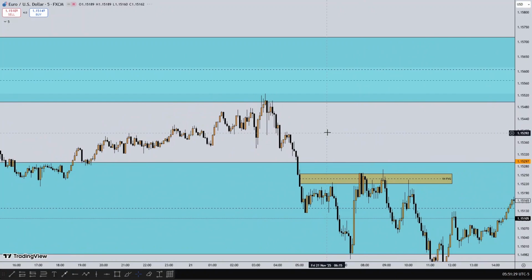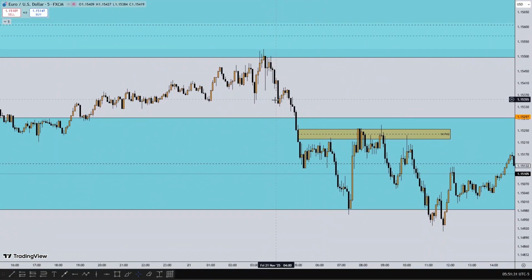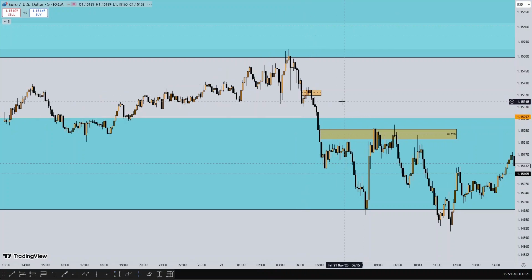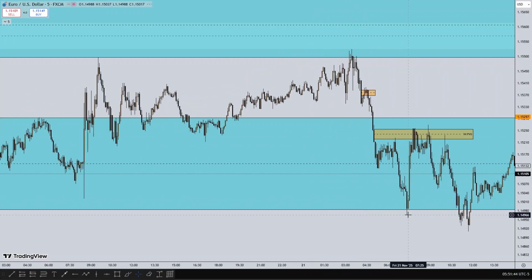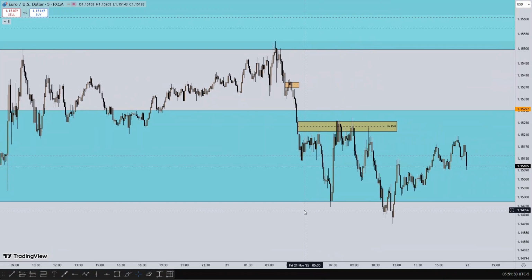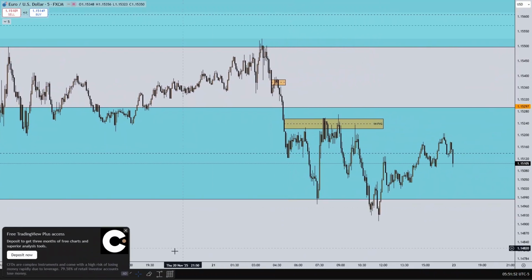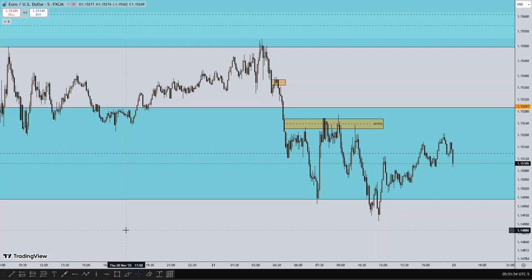On the 5 minutes you can see how price traded lower, shift in structure. My entry was the fair value gap. Price respected the fair value gap, traded lower. So my target was filling in the daily fair value gap. So you can see you can take advantage of it from a lower time frame using the 5 minutes, but I try to show you guys how to use only one time frame.